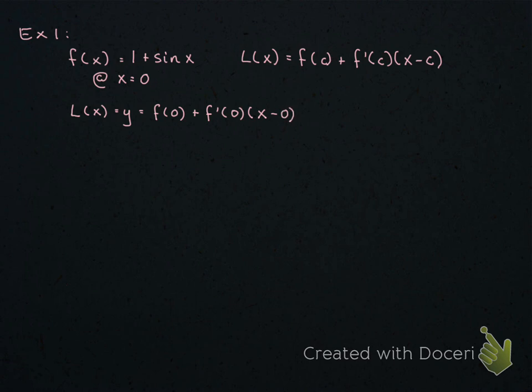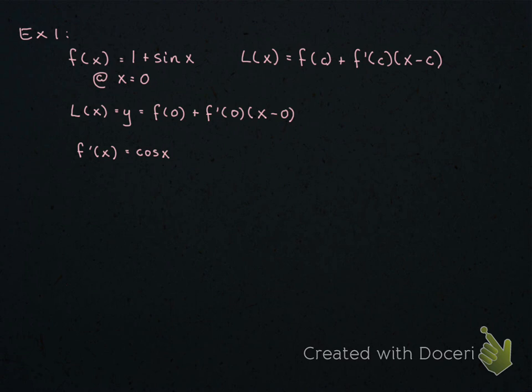So because we see the f prime, that means that we need to find the derivative of 1 plus sine of x. So f prime of x is cosine of x. Okay, now we can fill out our linear approximation equation.